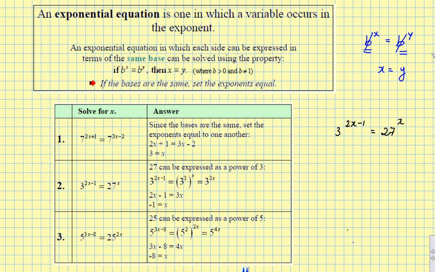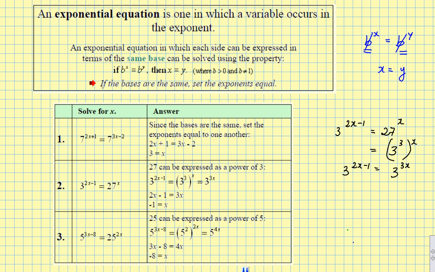However, the base 27 can be brought down to a base 3. In base 3, it can be written as 3 raised to the power of 3. But recall that it's also raised to the power of x. And therefore, by using the power to a power rule, this goes to 3 to the power of 3x. Now, my left-hand side of the equation still remains the same.